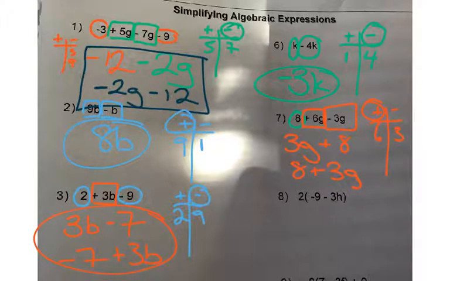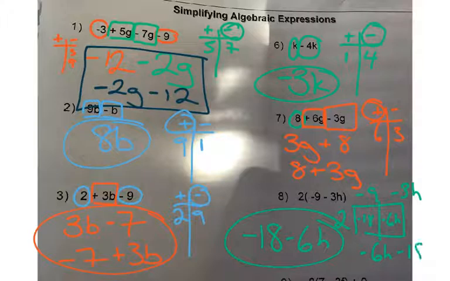Number 8 is a distributive property, so I'm going to draw my box. My 2 goes here, my -9 and my -3H. 2 times -9 is -18. 2 times -3H is -6H, so my answer is -18 minus 6H. You could have also written it as -6H minus 18. Both of those are correct.